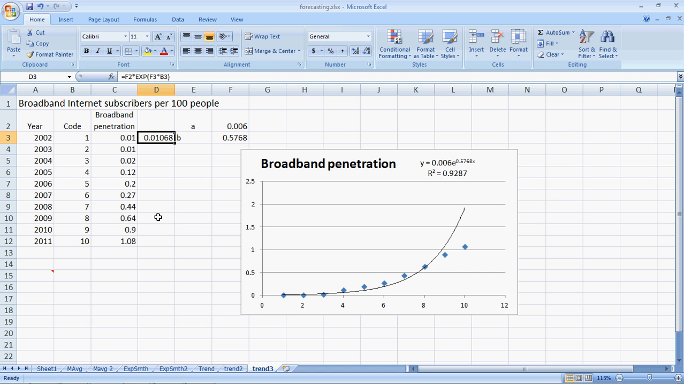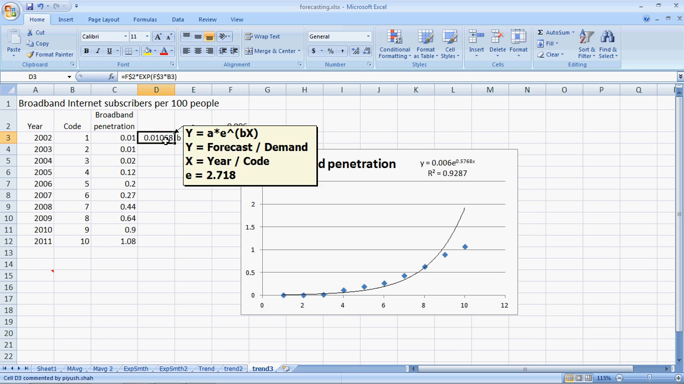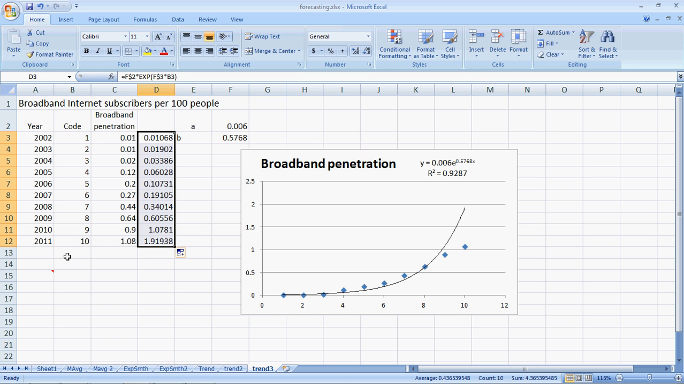I go back to the formula, fix up the A's and the B's, which is $3 and $2. Double click this so that we get all the values. So these are my predicted values for the years, and for 2012, which is the code 11, you would get a forecast of 3.41 people per 100 people having a broadband connection. This is a substantial jump.